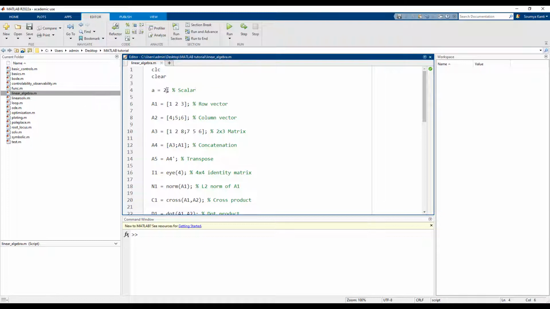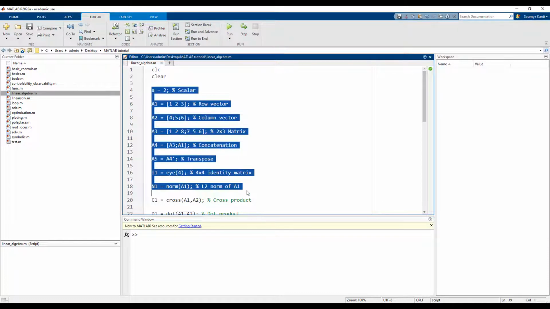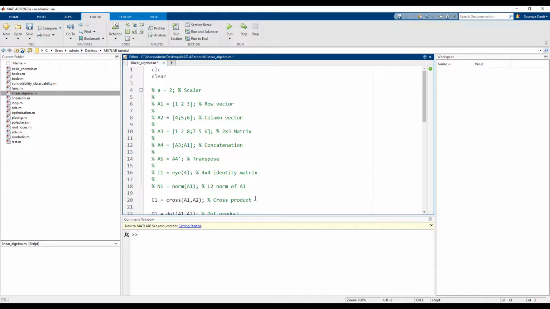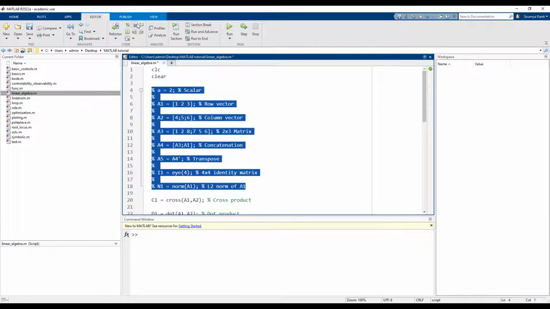You can also comment whole sections. If I want to comment this whole section, I can just select it and you can see this particular button. This will comment the whole thing. Similarly, if I want to uncomment it, I just select it and press this other button, and it will uncomment. You can also do it by Control R and Control T.